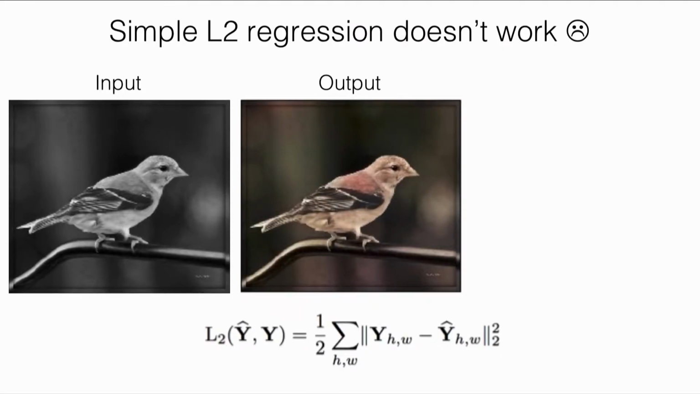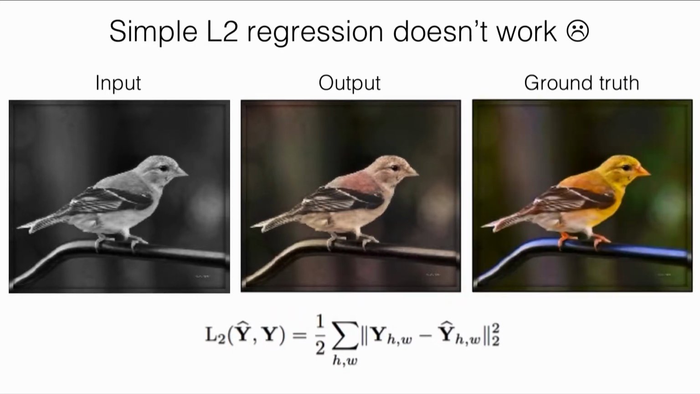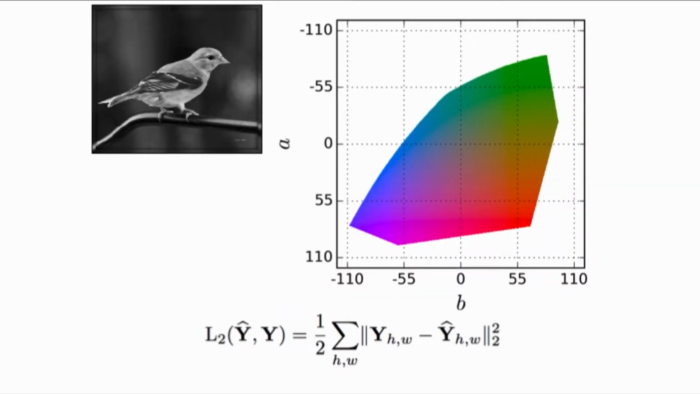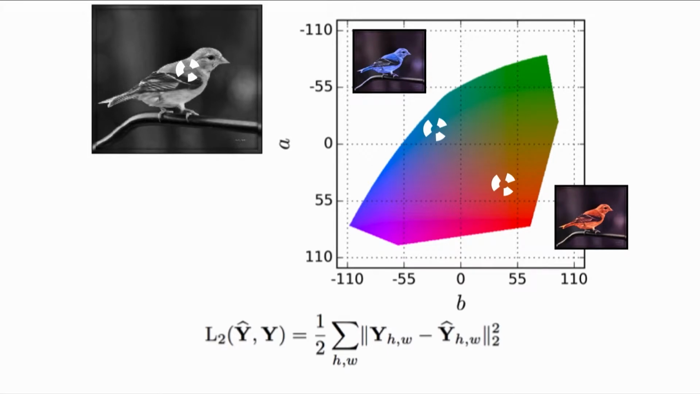Here's linear regression, L2, and it doesn't work at all. It's all very kind of sepia color. It's not very colorful compared to the ground truth. So what happens? The problem is that if you have a multimodal distribution, for example, this bird might be blue, or it might be reddish. So what is L2 going to do? Anyone? Take the average, right? And an average in color space is great. So that's why you get all these nasty gray results.